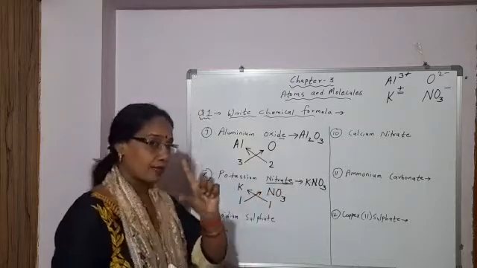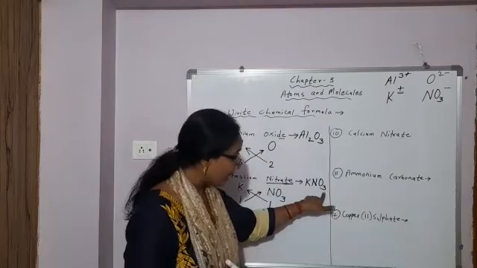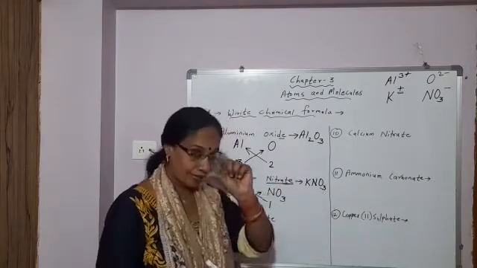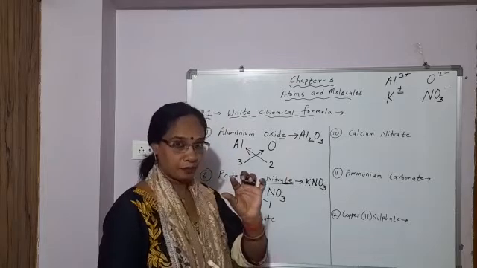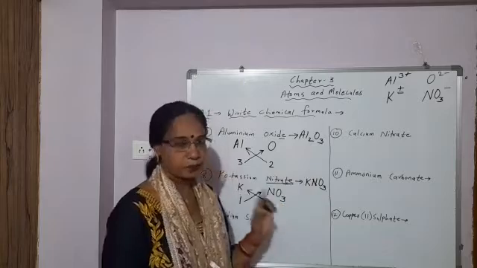And all capital letters, students, size should be the same. And 3 you will write as subscript. It should be at the bottom, lower side. You will write it there, not beside it.